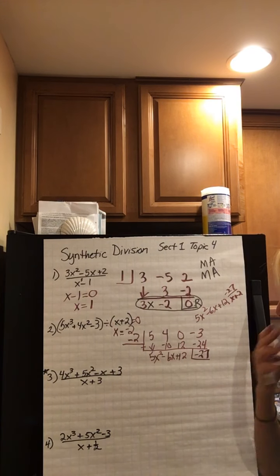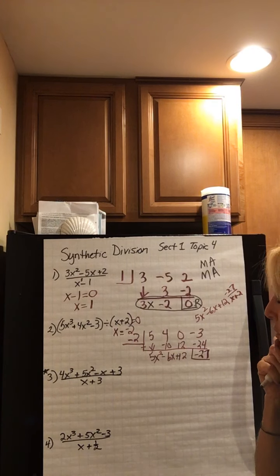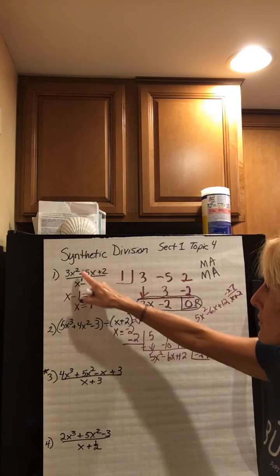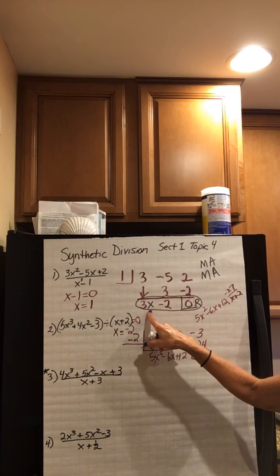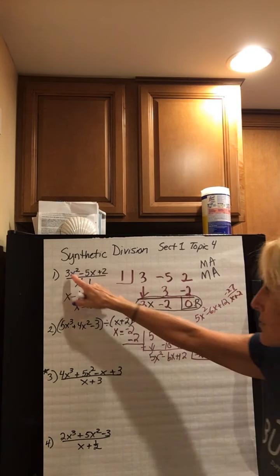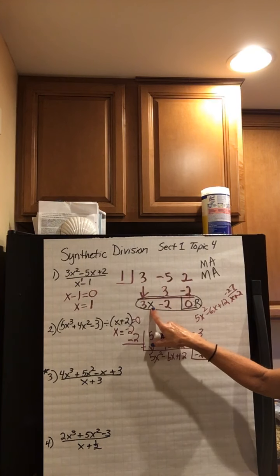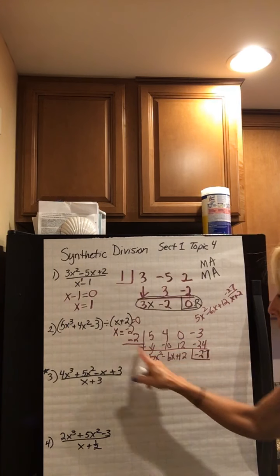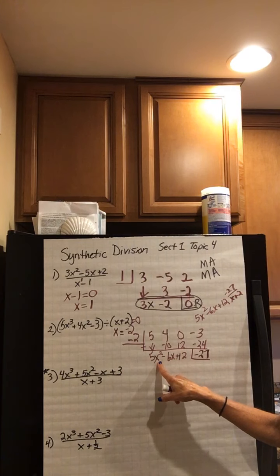Okay, so another thing you can see if you're doing it right. If I start out with my dividend being a square, your answer always has to be one less. It can't be the same and it can't be greater. So if that's a square, I know my answer has to be less. If that's a cube, I know in my answer it has to be less than a cube.